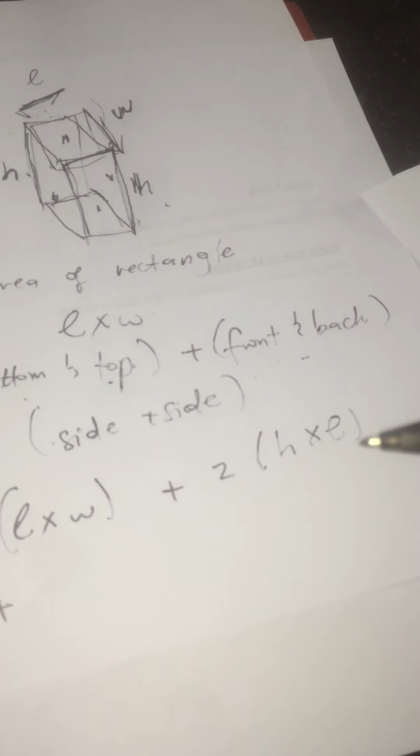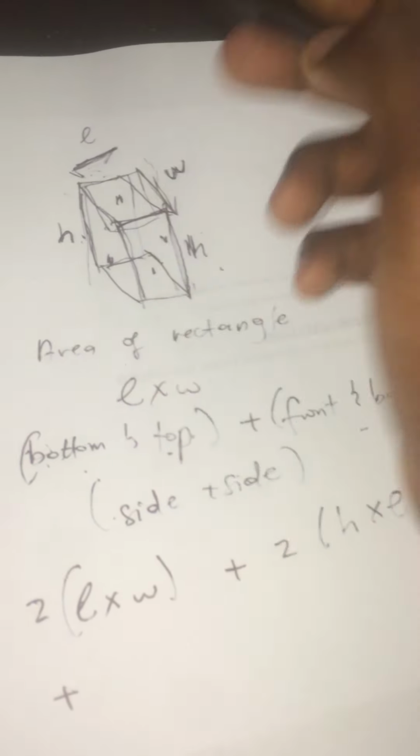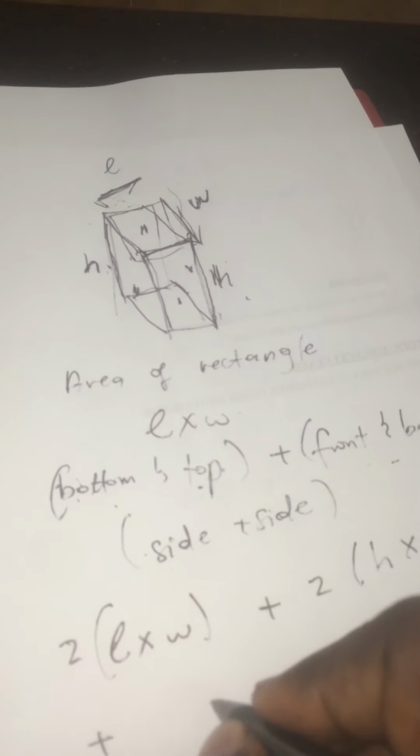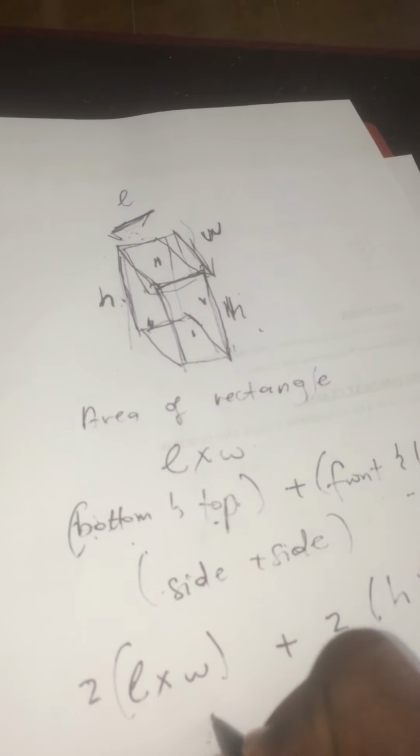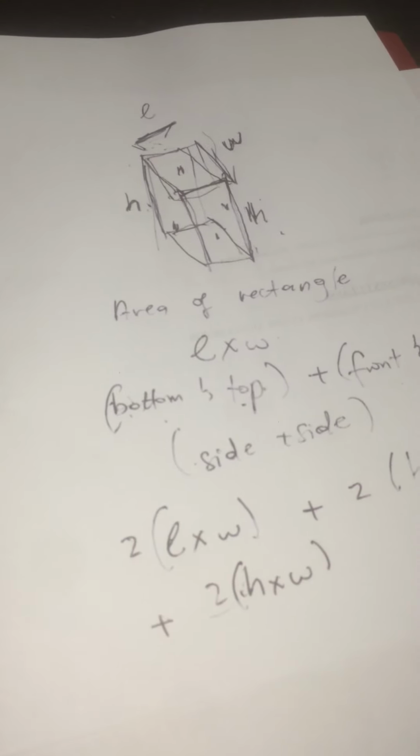So now we're going to look at the sides. This is a side over here and this is a side over here. For the sides, we have the height and we also have the width. So the area for the side is going to be the height times the width, and we multiply it by 2 because there are two sides.